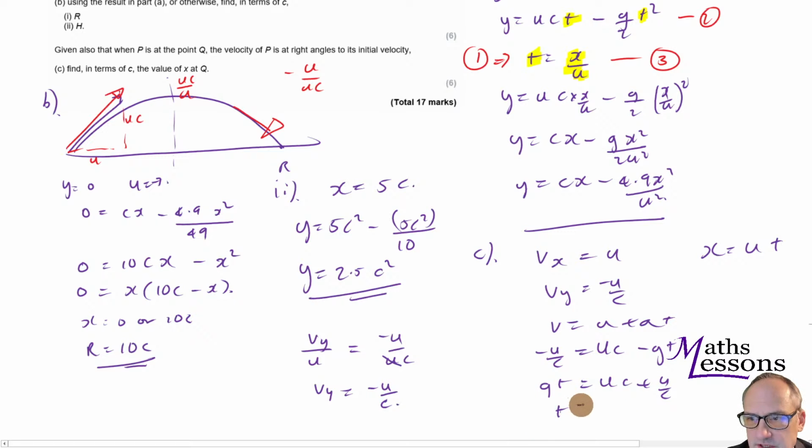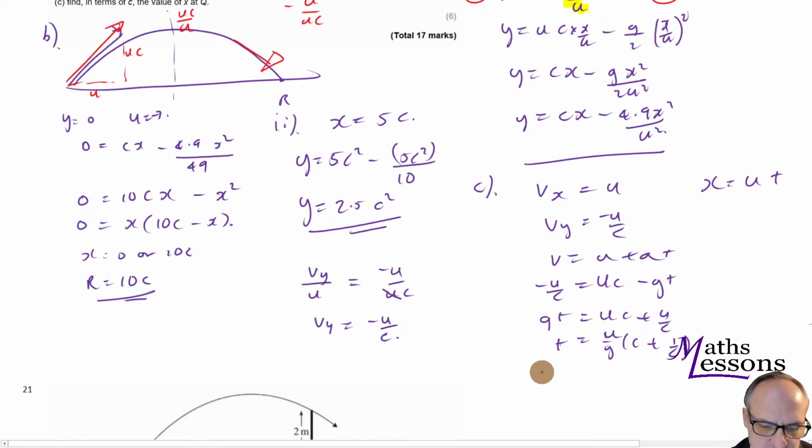And therefore my t value is going to be equal to 1 over g times, let's take this u out actually, u times c plus 1 over c. That's the time at which this happens. Remembering that the x component is going to be equal to u times t. There's no acceleration happening, so my x component is going to be u times t. So I'm going to get u squared over g times c plus 1 over c. U squared is equal to 49, divided by 9.8. That's going to come out as 5 times c plus 1 over c.